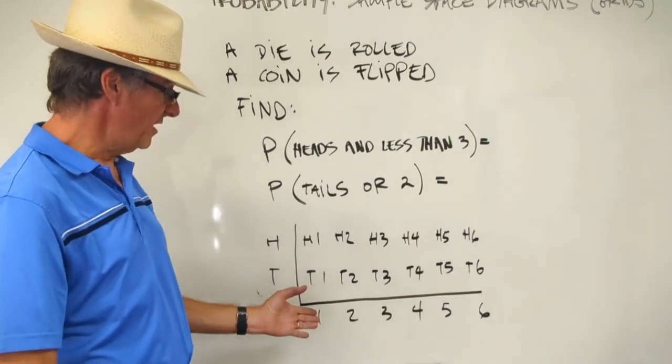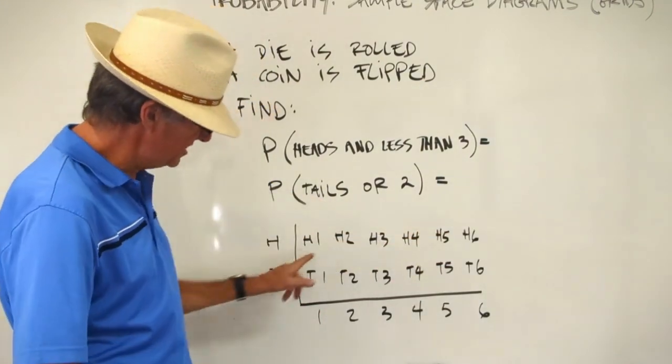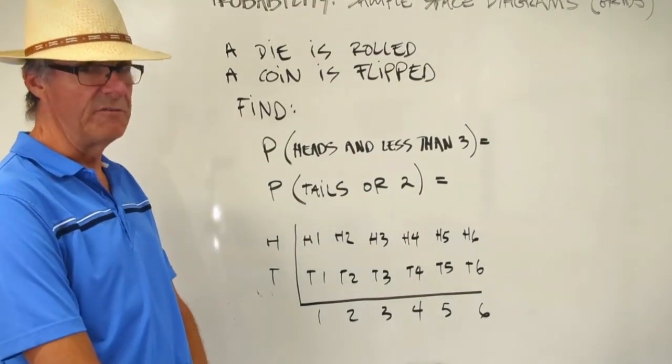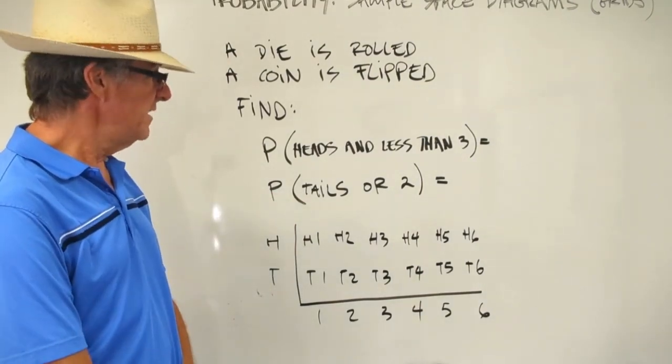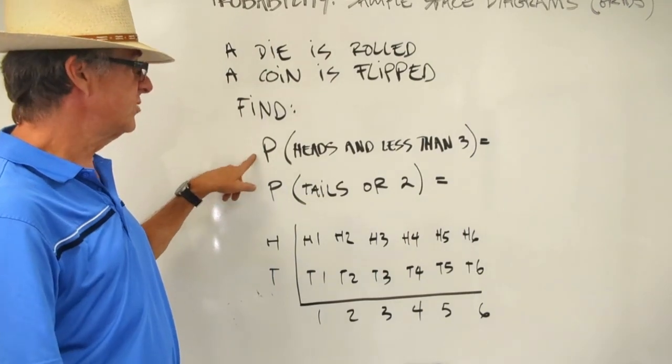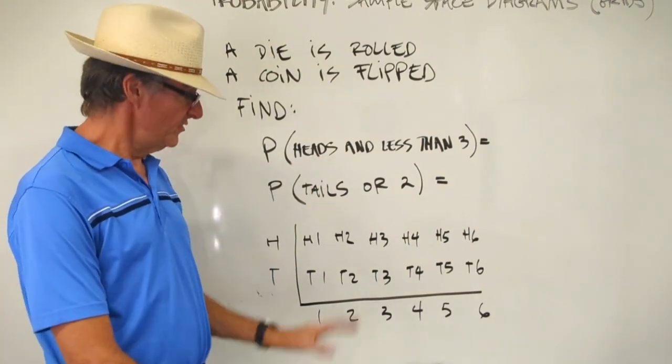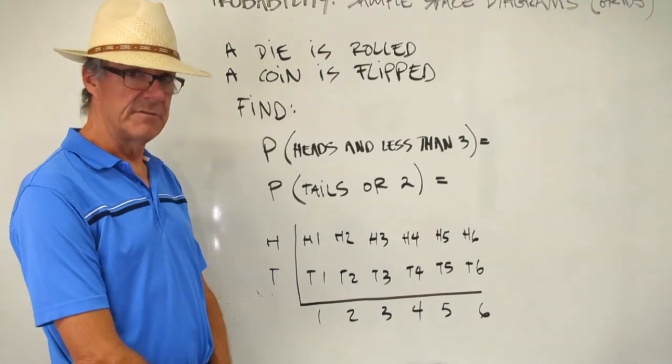All right, so here's my grid, and I went ahead and put the outcomes in there. I didn't use dots because we had enough time, and there's only 12, so that's okay. So now I want you to come back here and figure out the probability of getting heads and less than 3. So use the grid to work that out and come back.